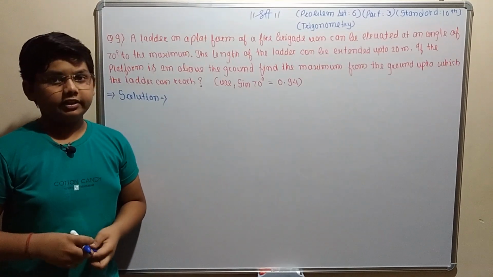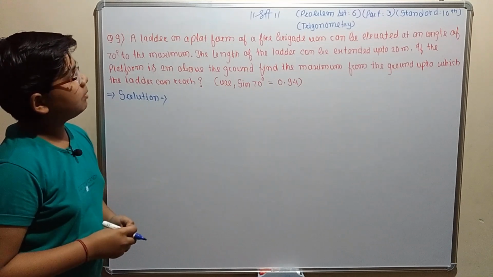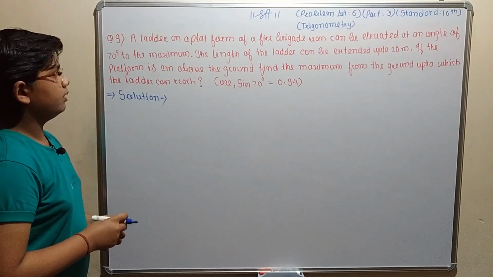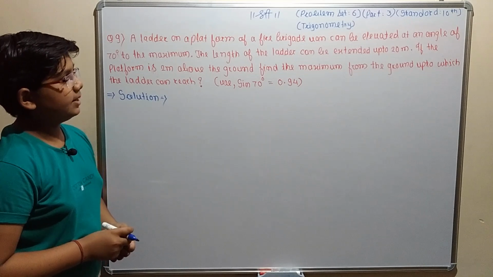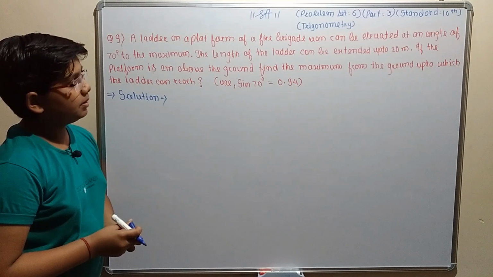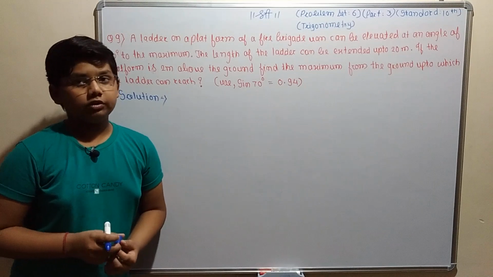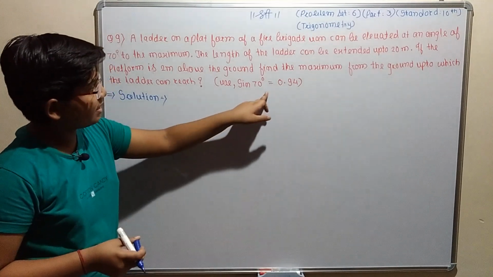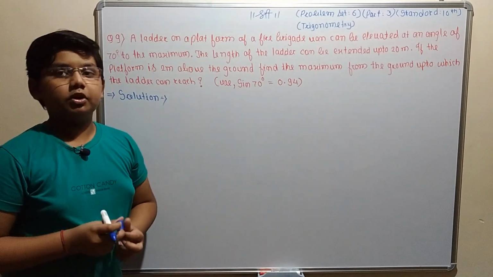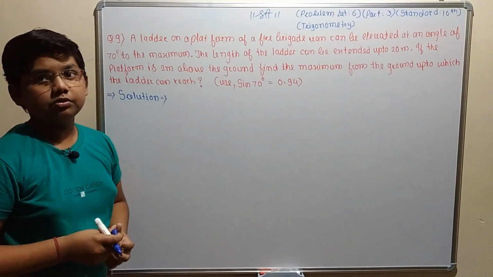Now this is our 9th number question. What is the 9th number question? A ladder on a platform of a fire brigade van can be elevated at an angle of 70 degree to the maximum. The length of the ladder can be extended up to 20 meter. If the platform is 2 meter above the ground, then find the maximum height from the ground up to which the ladder can reach. They are told to use that sine 70 degree is equal to 0.94, because sine 70 degree is not in the trigonometry table.